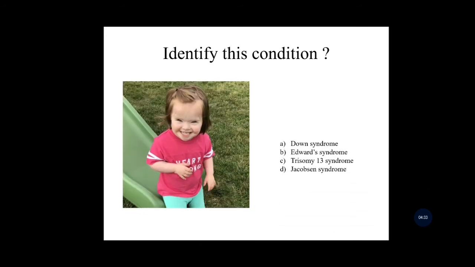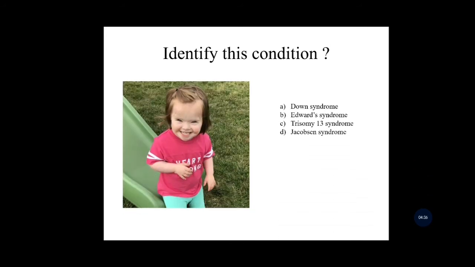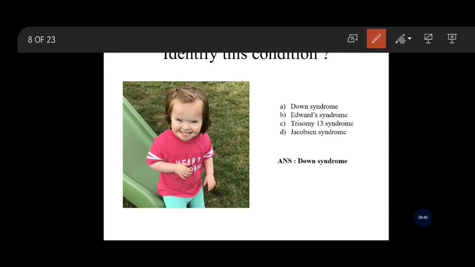Identify this condition. Options: Down syndrome, Edwards syndrome, trisomy 13 syndrome, Jacobsen syndrome. The answer is Down syndrome. Here you can see the eyes, the face looks moon shaped, and the ears are very small and low set. So this is Down syndrome.